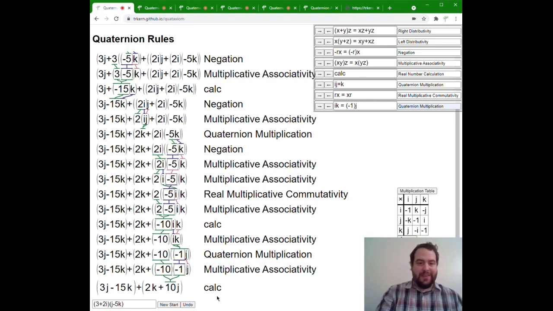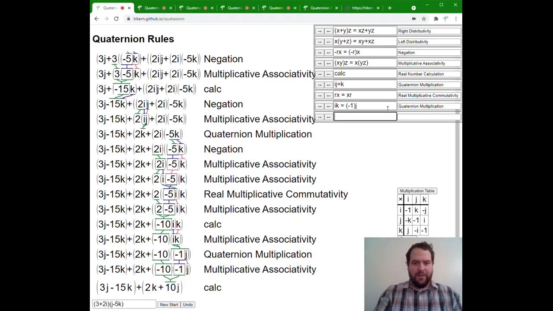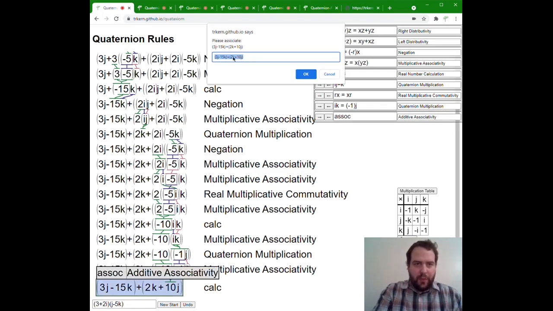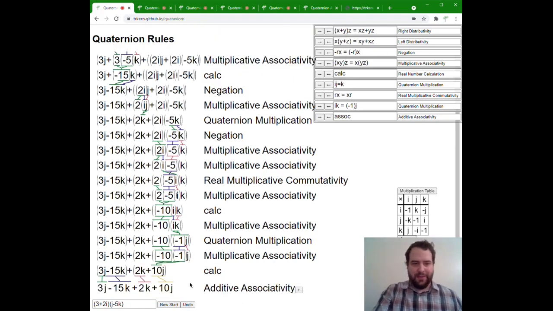And speaking of associativity, we now have this expression here, and we're going to want to use associativity in order to turn it into one very long sum so that we can combine like terms. So what that's going to look like, I've implemented kind of a general additive associativity rule. So let's apply that, and it's just going to ask you what you want to turn this into, and it gets very unhappy if you tell it something that it can't be associated into.